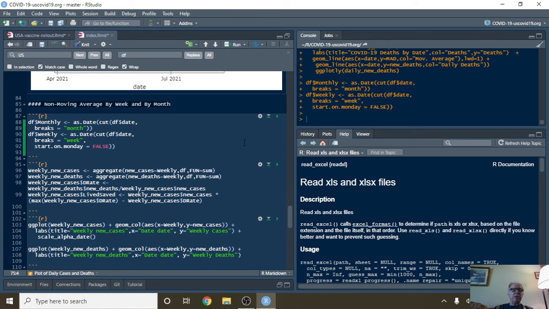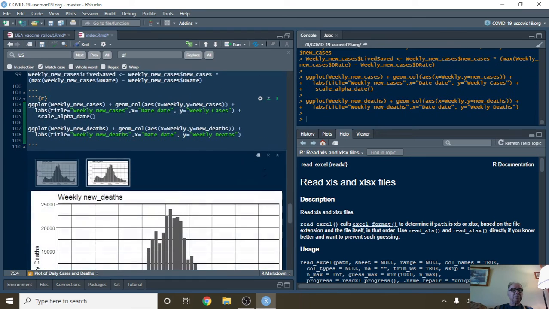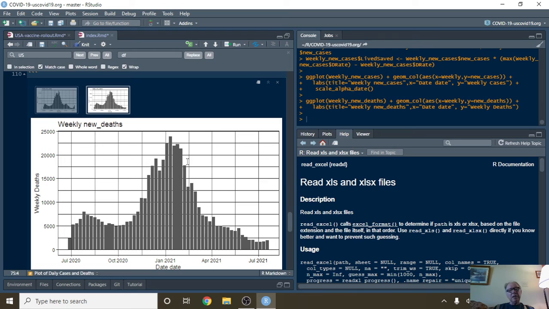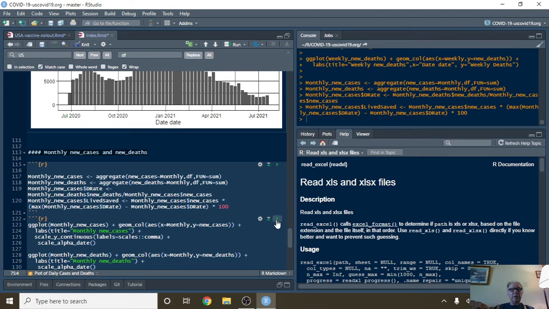Let's take a look at the weekly numbers now. Okay. Cases, you can see we are seeing a 3 week increase in cases, which is not particularly good. But deaths are continuing to remain fairly low. Slight tweak up there, but still below 2,500 deaths for the week.